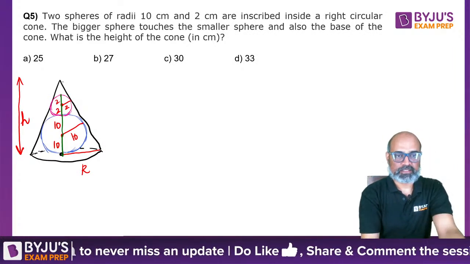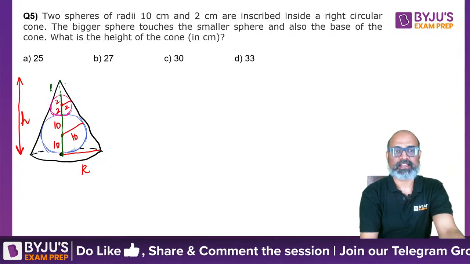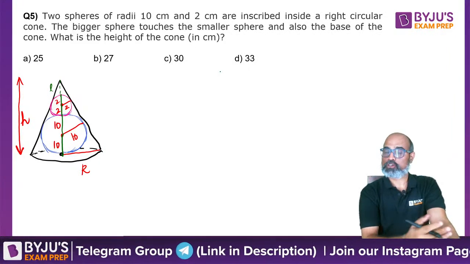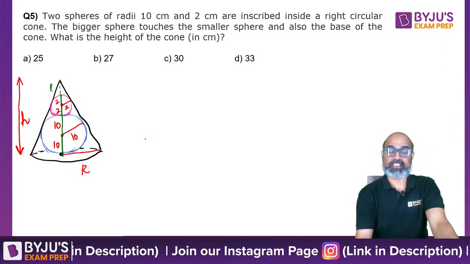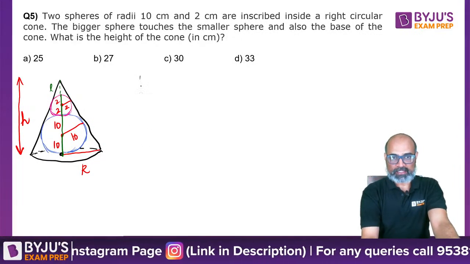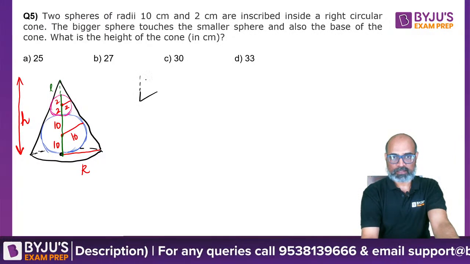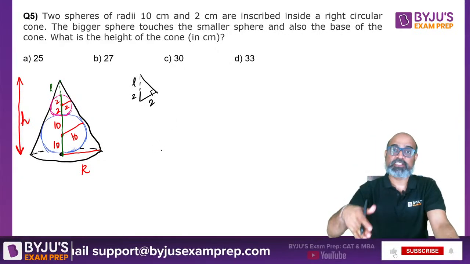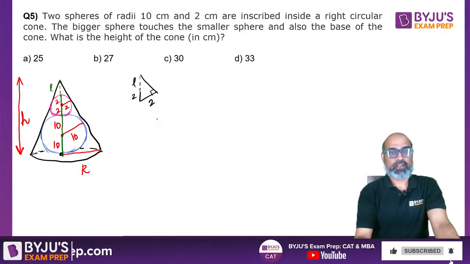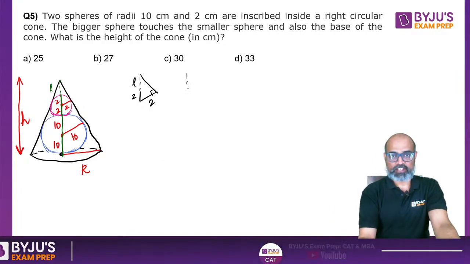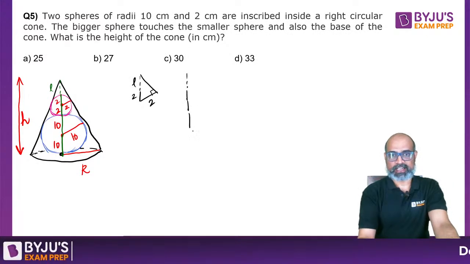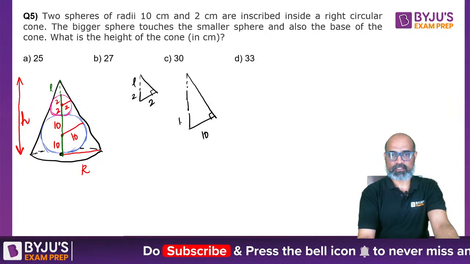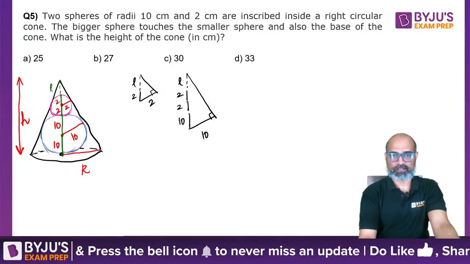So the missing part is this length. So let's call this as L. How to get the value of L? So the only thing that is going to help us faster is similarity. So if you look at this particular part, where this is L, this is 2, this is 2, this is a right angle triangle because it's like a tangent. This slant is like a tangent to the smaller sphere. And if I look at the larger figure, as in this is 2, this is 2, this is 10, and then this slant height, this is 90. So this one is 10, this one is 10, this is 2, this is 2, and this is L.